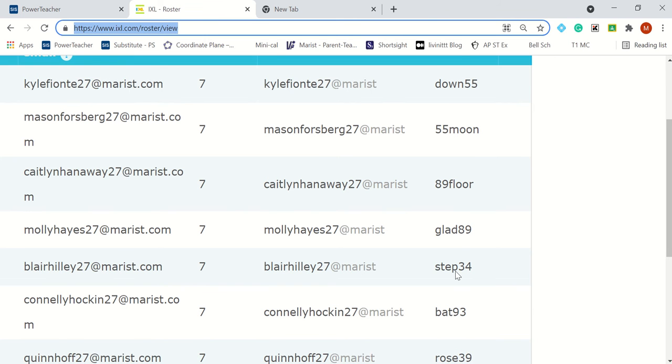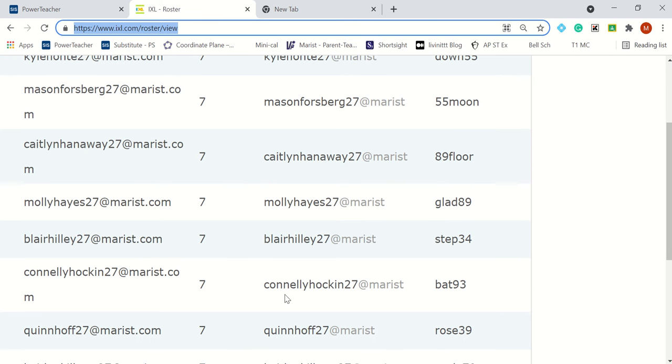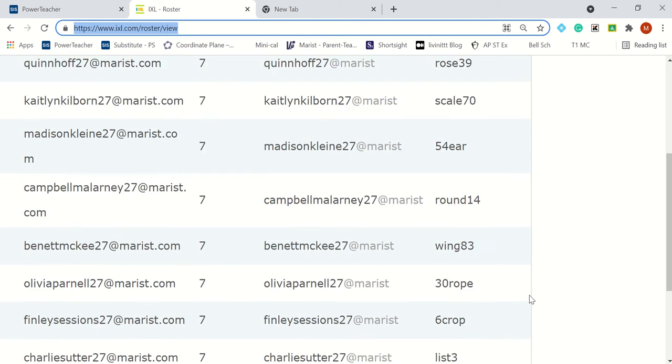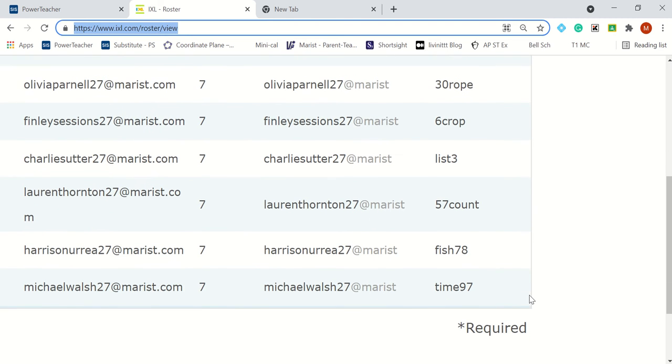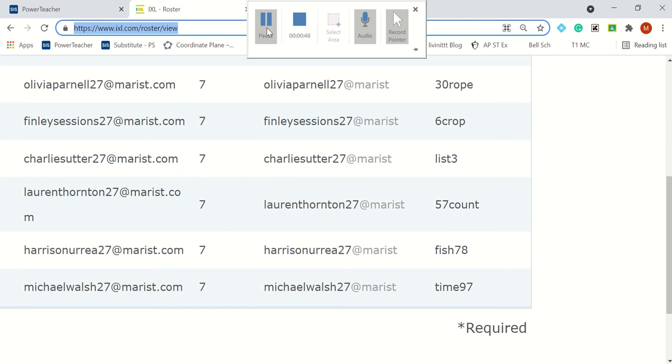But Connolly, your login is ConnollyHawken27. And the password is BAT93. And Lauren, your login is Lauren Thornton 2757 count. That's the password right there. All right, so go ahead and log in. I'll come right back in a second. Go and pause the video, and I'll tell you what the assignment is in a second.